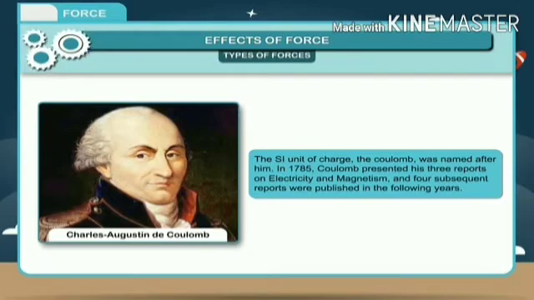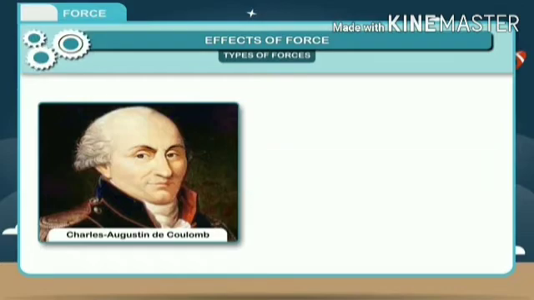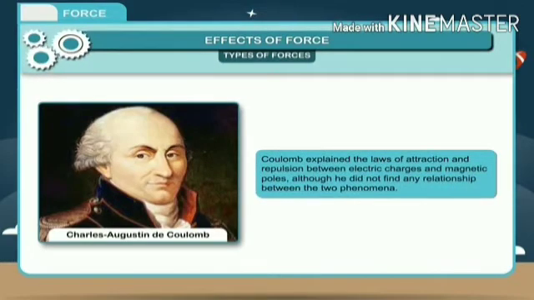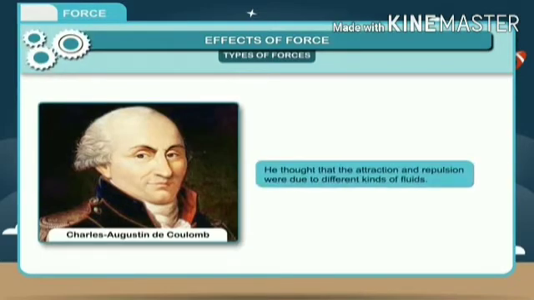In 1785, Coulomb presented his 3 reports on electricity and magnetism, and 4 subsequent reports were published in the following years. Coulomb explained the laws of attraction and repulsion between electric charges and magnetic poles, although he did not find any relation between the two phenomena. He thought that the attraction and repulsion were due to different kinds of fluids.